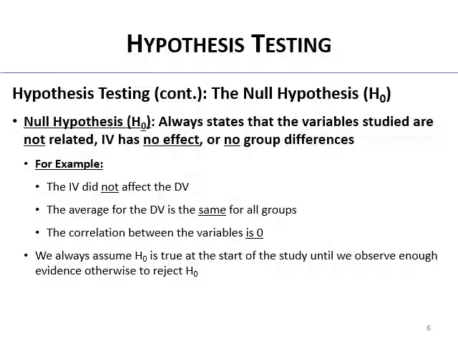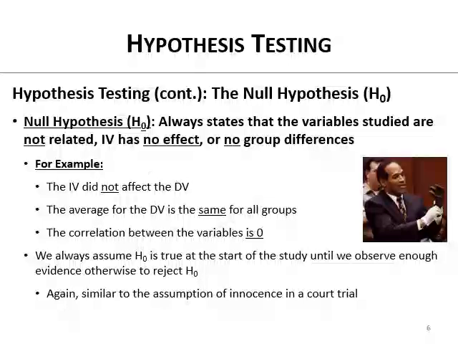We always assume that the null is true at the start of the study unless we observe enough evidence otherwise that leads us to reject the null. Again, similar to the assumption of innocence in a trial, and if it does not fit, you must acquit.